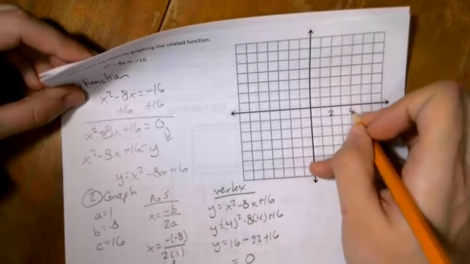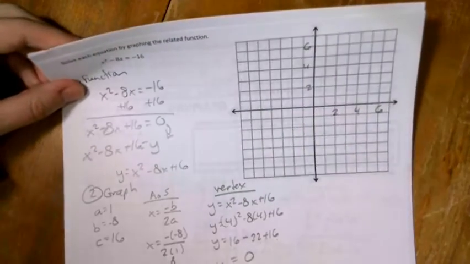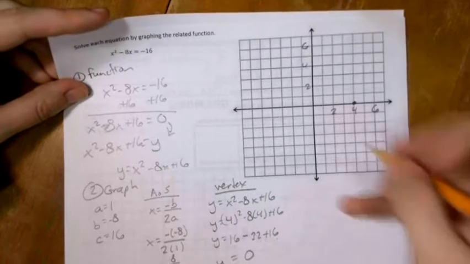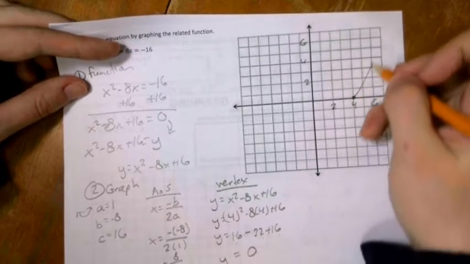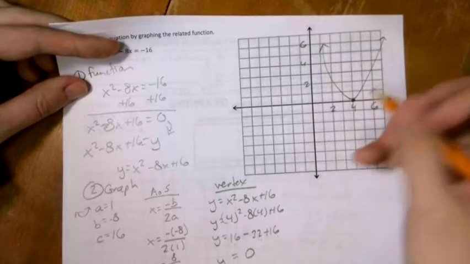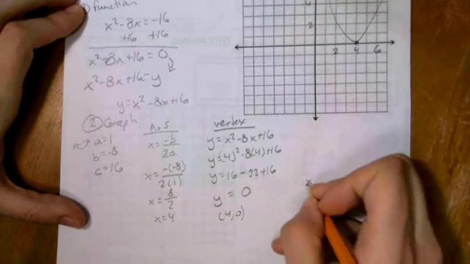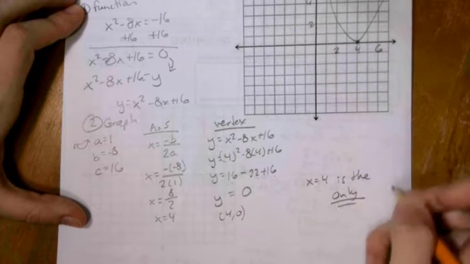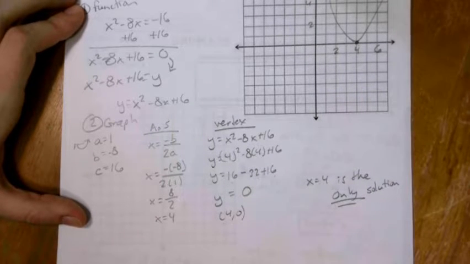I've got a 2, 4, and a 6. If I take a look at this, that point lies right here, right? That is the point. And I know a is positive, so it's a smiley face, so it's going to look something like that. That means that we cross at only one point, right? x equals 4 is the only solution, right? It's the only solution. We only cross at that one point.